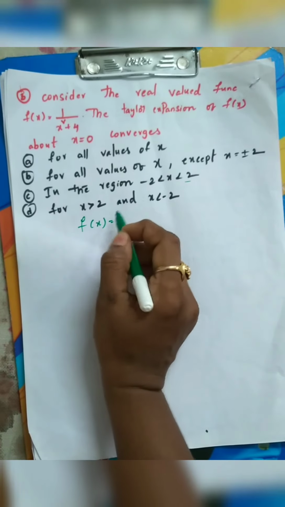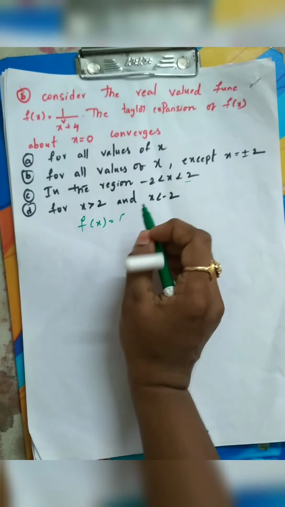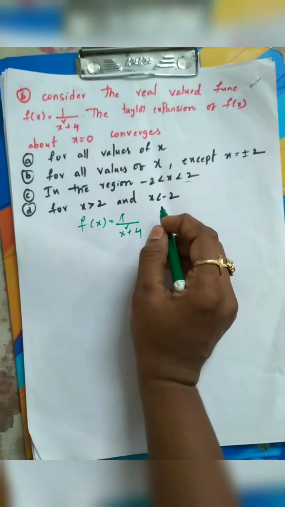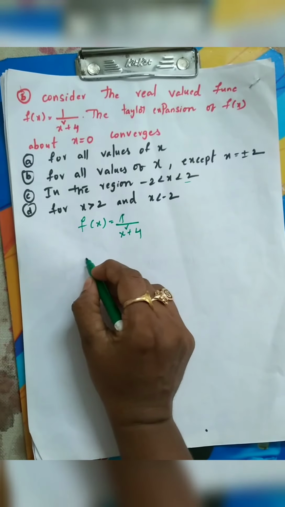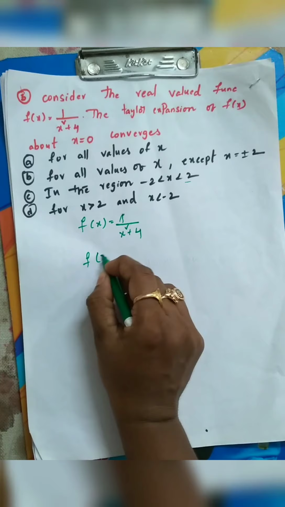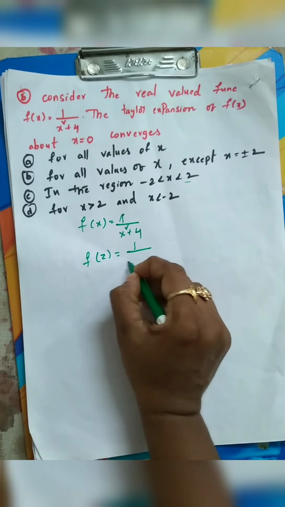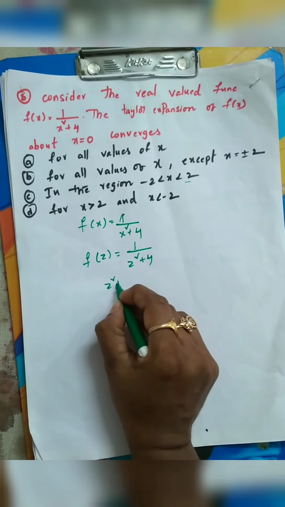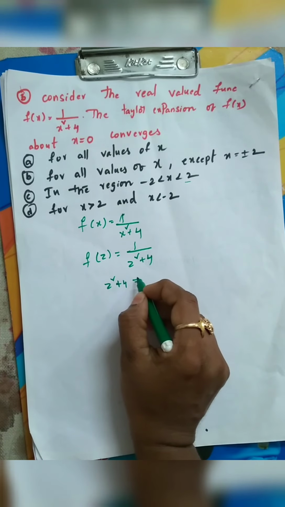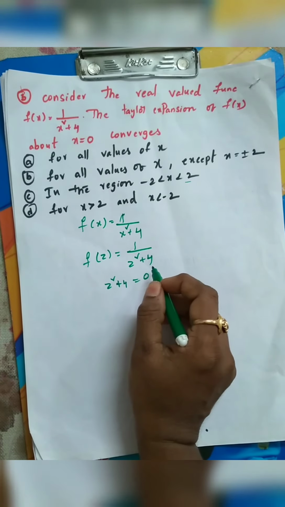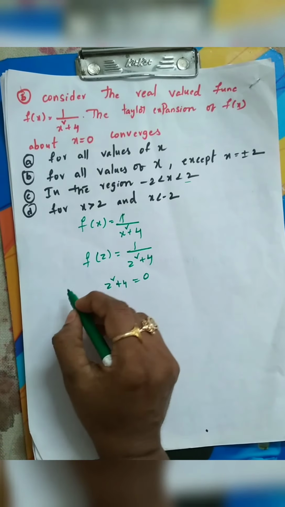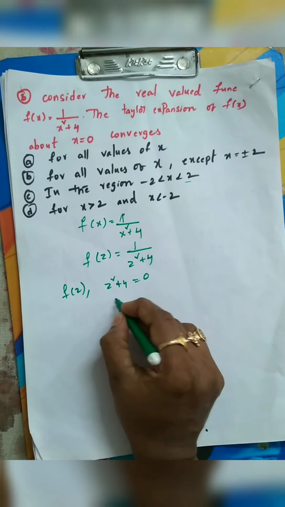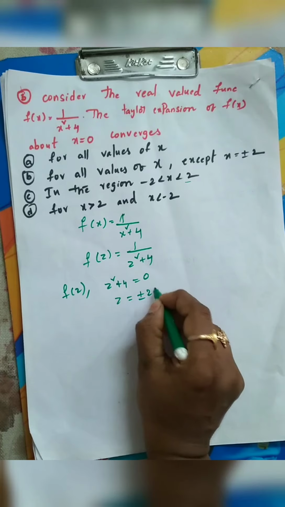First we take the given function f of x is equal to 1 by x square plus 4. The corresponding complex function to the above function is f of z is equal to 1 by z square plus 4. For finding the singular points of f of z, z square plus 4 is equal to 0. Z is equal to plus or minus 2i.